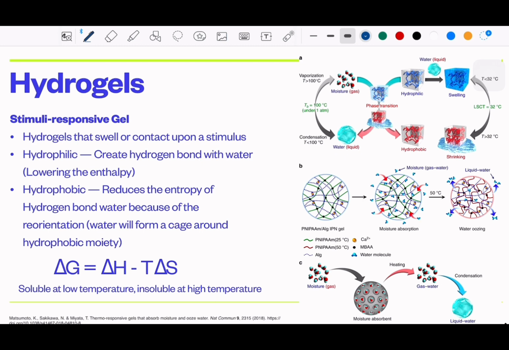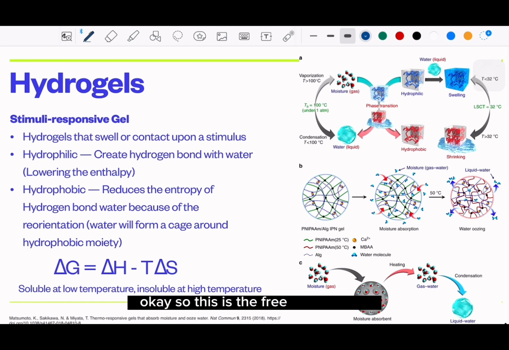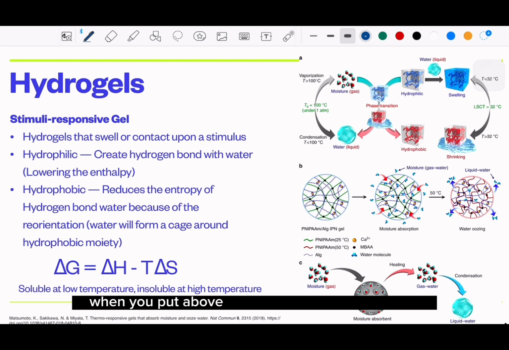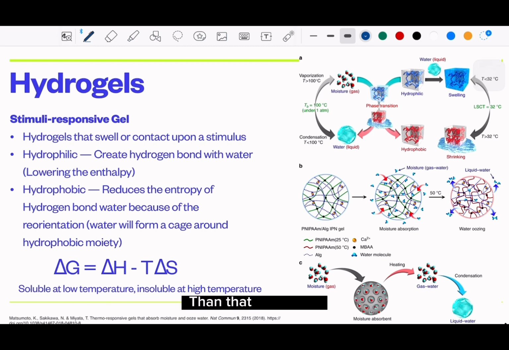It gives energy. So if you see, this is the enthalpy. If you remember, you still remember this? Okay, great. So this is the free energy, enthalpy, and this is the entropy, right? If you see from the picture around here, the one on the top, you will see that it has some transition when you go above 100 degrees or lower than 100 degrees.